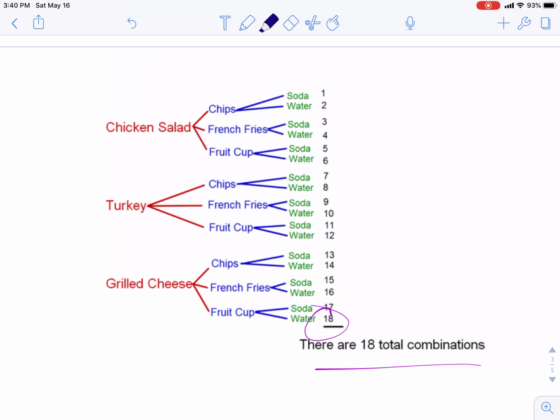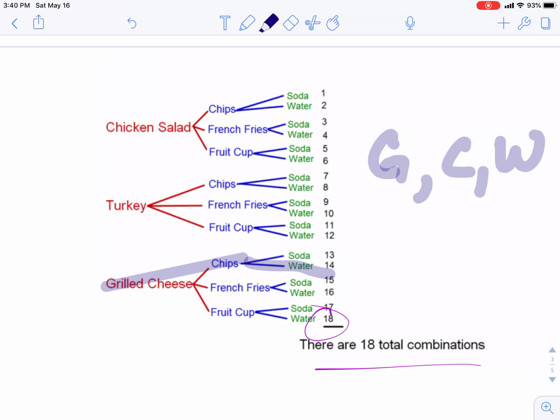All right, and how they come up with that is if we went through and followed the path, right? I actually just made grilled ham and cheese today for lunch. So grilled ham and cheese, chips, and we're going to go down to water. So grilled cheese, chips, and water is just one possible outcome of the 18 total.